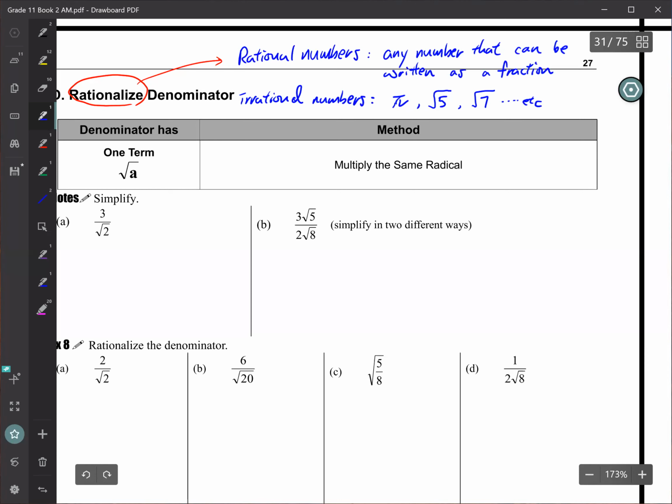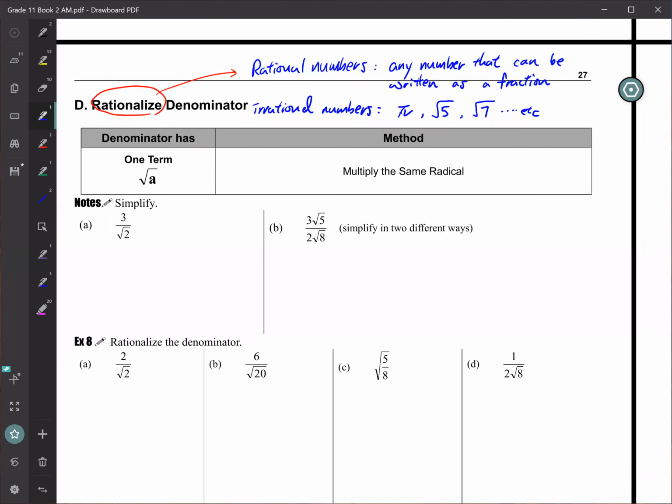Okay, so rationalized denominator means we want to make something that's irrational become rational. Rationalize is like a verb, you are doing an action to the number that used to be irrational. You want to make it rational. So you want to make root 5 into something rational, root 7, turn it into rational, even though it's irrational right now. So there are two kinds of questions. You only focus on the denominator.